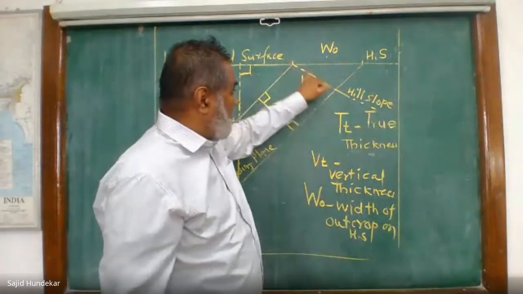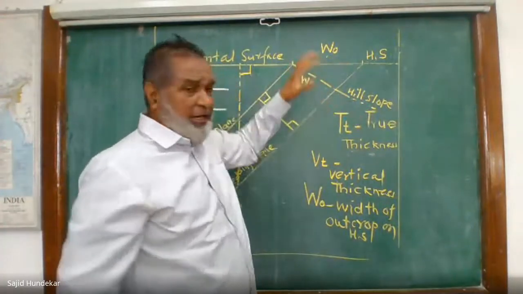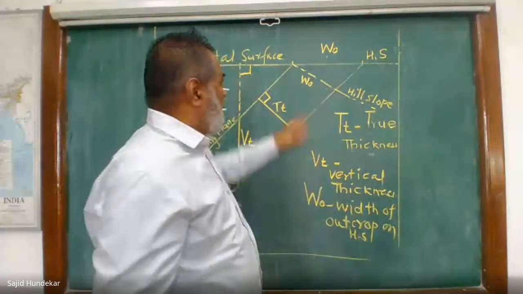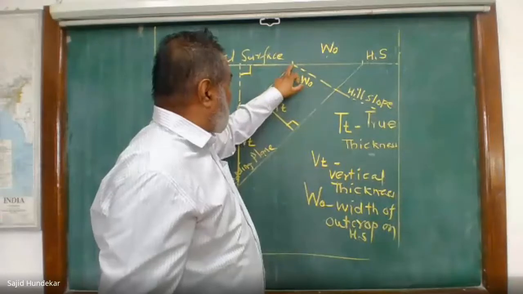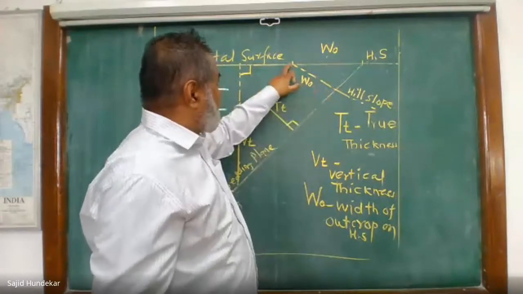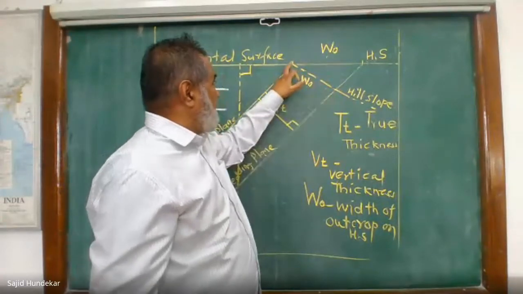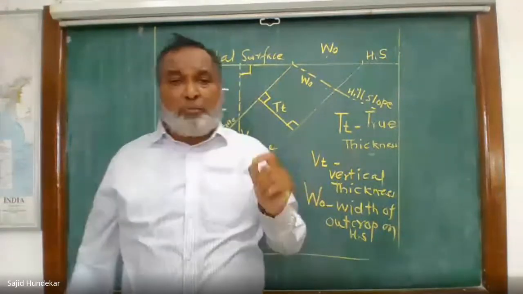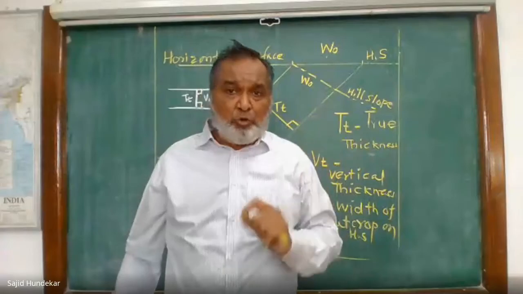Similarly, if the hill slope is given, whether it be 10 degrees, 20, 40, 50, 60, whatever angle is there in the problem, the distance measured along this hill slope between the top bedding plane and the bottom bedding plane will be called the width of outcrop on the given slope.